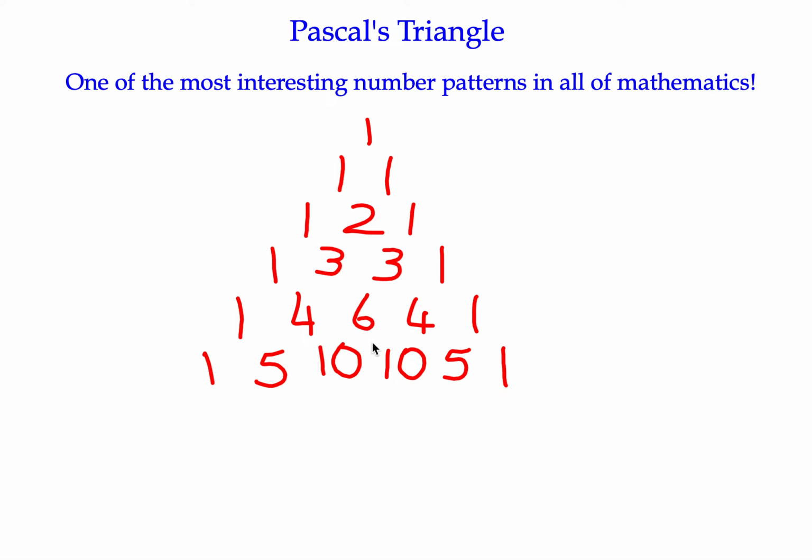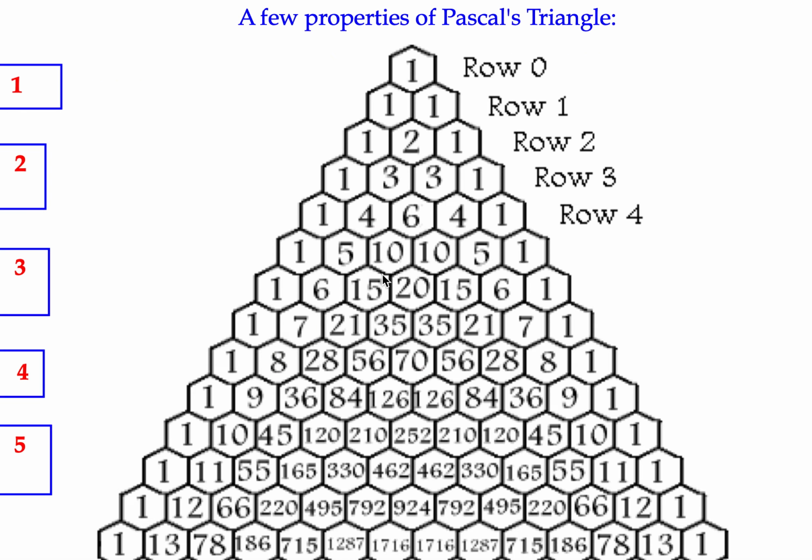And you can see already some interesting things going on. There's obviously an element of symmetry to it. There's all sorts of patterns. I could keep going, but I've already prepared one, and here's a picture of Pascal's triangle down to effectively row 13.